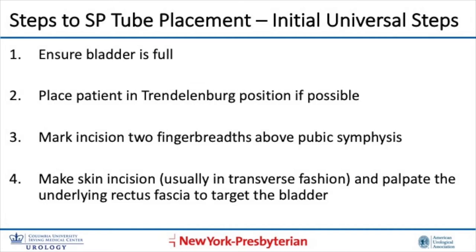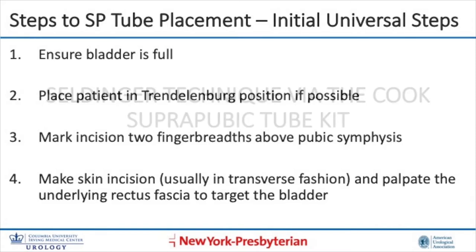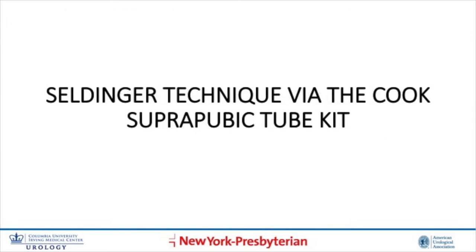In the subsequent videos, we demonstrate suprapubic tube placement using a cystoscope for guidance. We believe that this modality is safer for the patient when urethral access is possible. However, these procedures may also be done blindly after confirming bladder entry with a spinal needle. Now we review the Seldinger technique for suprapubic tube placement.